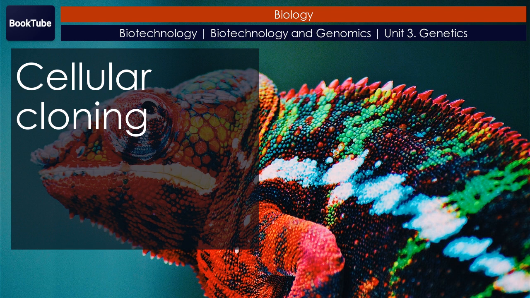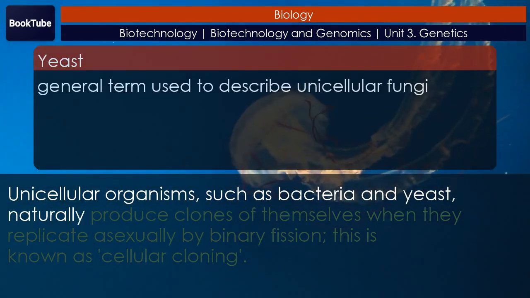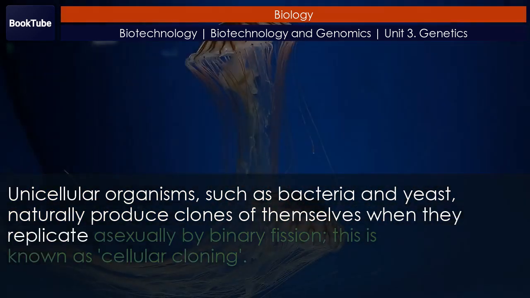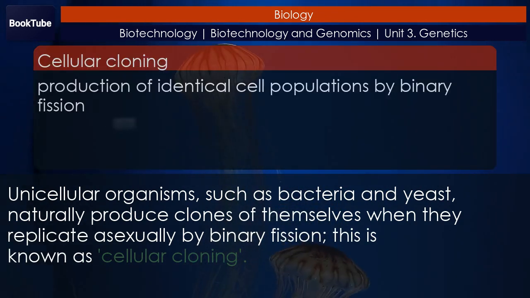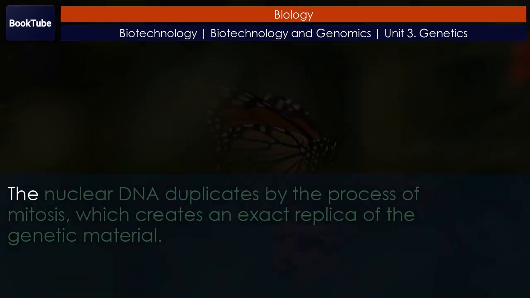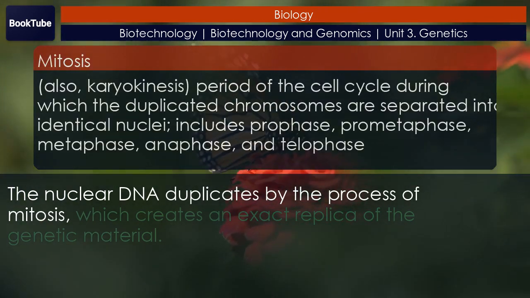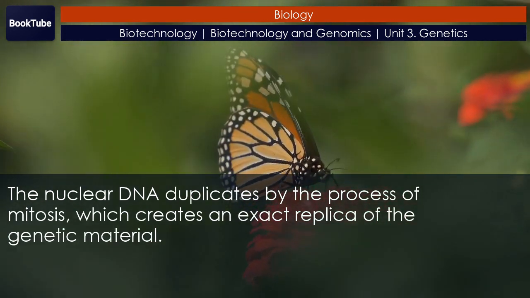Cellular cloning. Unicellular organisms, such as bacteria and yeast, naturally produce clones of themselves when they replicate asexually by binary fission. This is known as cellular cloning. The nuclear DNA duplicates by the process of mitosis, which creates an exact replica of the genetic material.